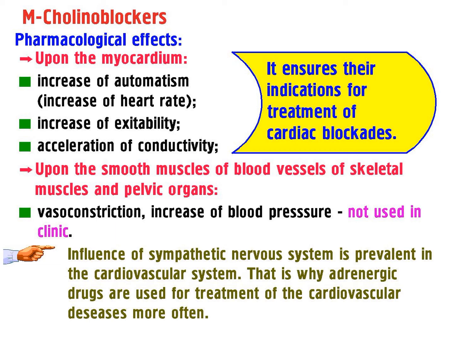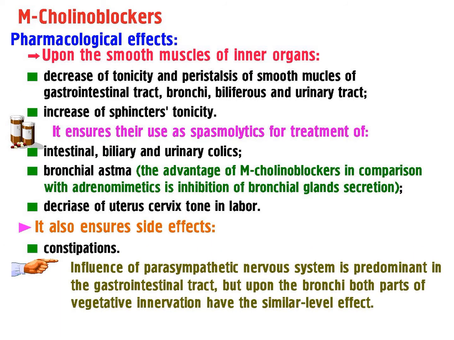In the smooth muscles of blood vessels, in skeletal muscles or in pelvic organs, we may observe vasoconstriction and increased blood pressure. But as you remember, this effect is not utilized in clinic because sympathetic agents are much more effective in regulation of blood pressure. In smooth muscles of inner organs, M-cholinoblockers decrease tonicity and peristalsis in the GI tract, in bronchi, urinary tract, and so on.